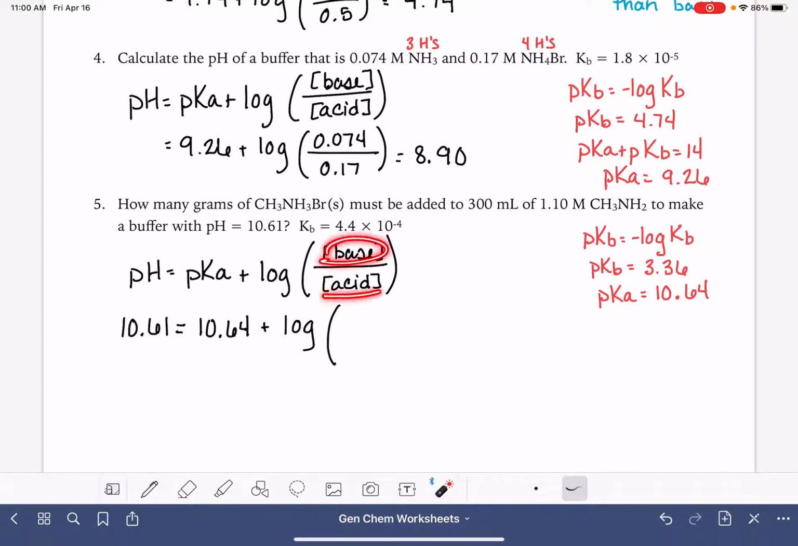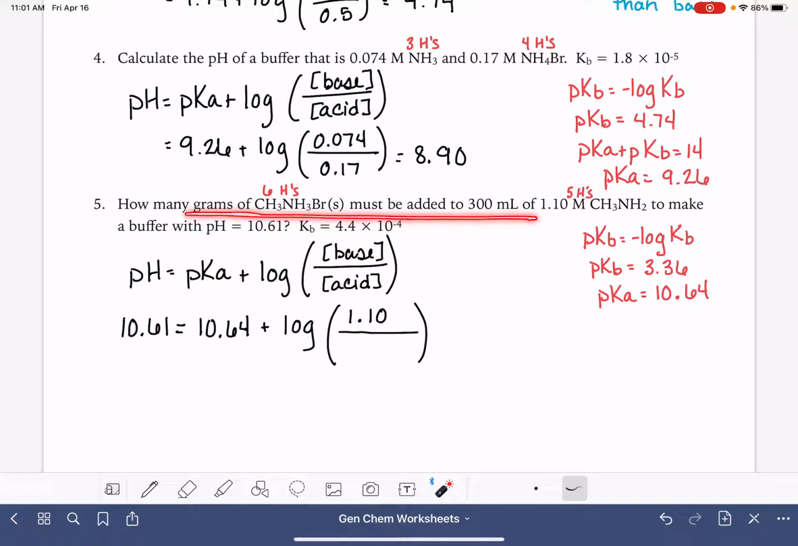What concentration of base, what concentration of acid? Well, first of all, let's figure out which is which. So we have CH3NH3Br, that's got 6 hydrogens. And then we have CH3NH2, this one has 5 hydrogens. So this is our acid because it has more hydrogens, and this is our base. It looks like we know the concentration of our base. Our base concentration is 1.10, and it's the concentration of the acid that we don't know.